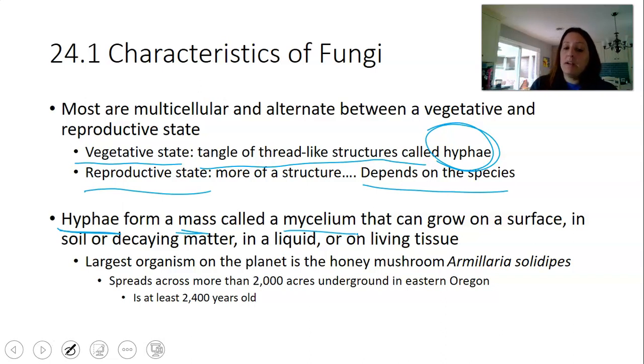The largest organism on the planet is actually a fungus. It's the honey mushroom, which is called Armillaria solidipes. This fungus is found in eastern Oregon. It's been found to spread across more than 2,000 acres, and it's found underground. And it's believed to be at least 2,400 years old. That's pretty incredible, okay? So again, largest organism on the planet. It's a collection of hyphal strands creating this mycelium, and it's really big and really old.